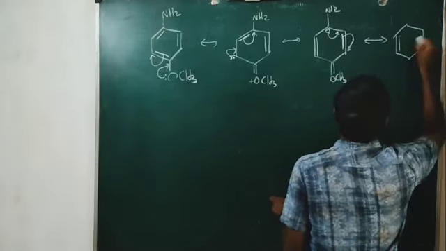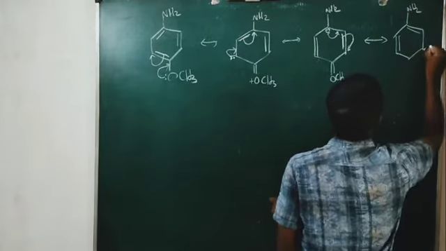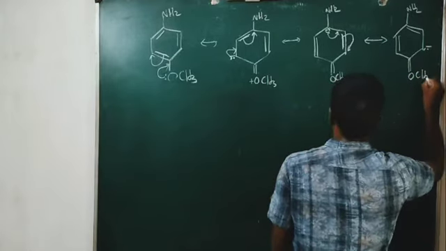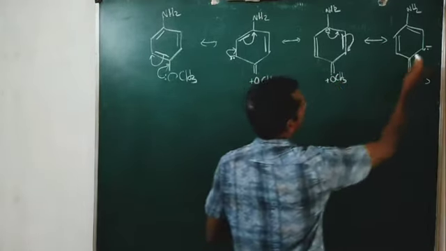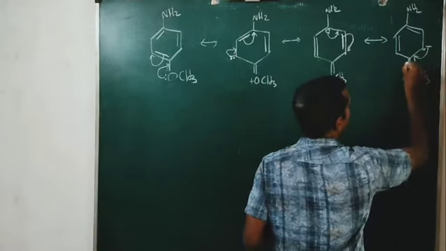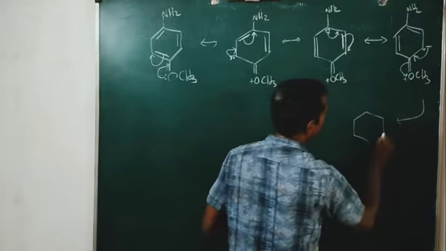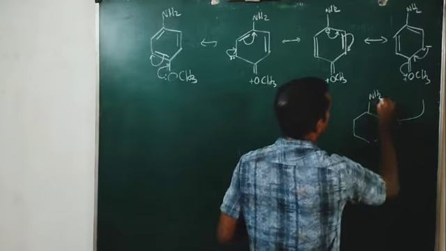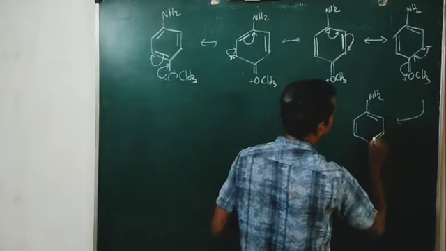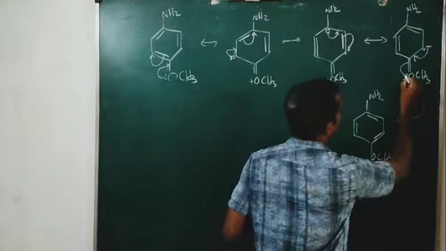Here it is like this, here it is a bond, and here it is NH2, and here it is a pair of electrons with a negative charge, and it is OCH3, of course with a positive charge. Next step, this will come here, and this bond is going back, and we get a structure like this. Here it is NH2, here is a bond, and here it is OCH3. The positive charge is removed.